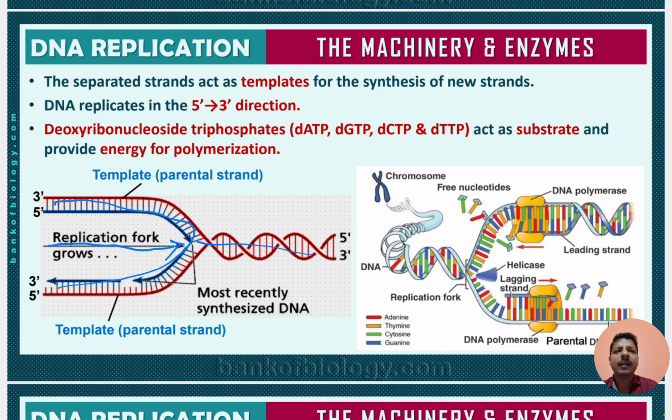These separated strands act as template strands. They are the template or parental strands. The synthesis of the new strand then proceeds in the 5' to 3' direction. Deoxyribonucleoside triphosphates, dATP, dGTP, dCTP and dTTP, act as substrates and provide energy for polymerization.